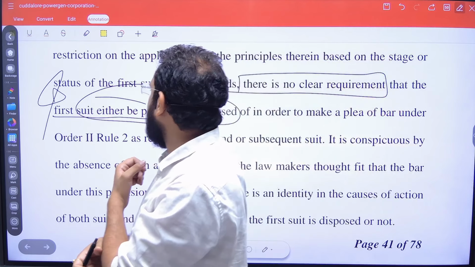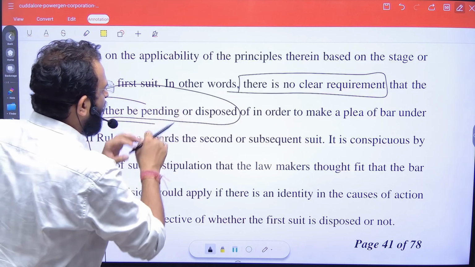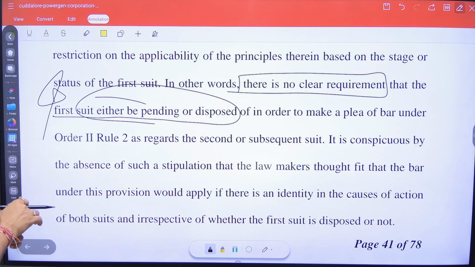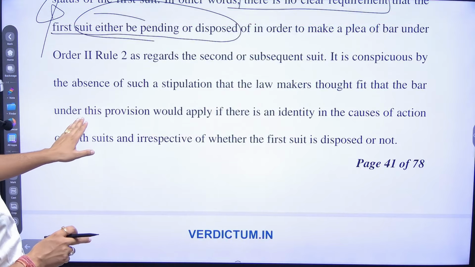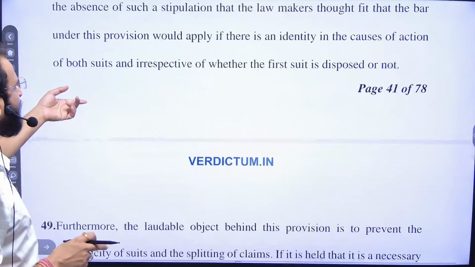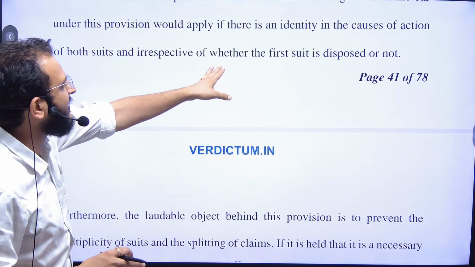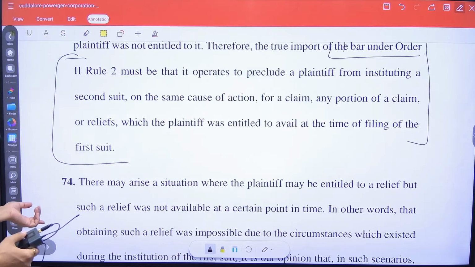What it is saying, in other words, there is no clear requirement that the first suit is pending or disposed of in order to make a plea of bar of Order 2 Rule 2 as regards the second or subsequent suit. It is conspicuous by the absence of such stipulation that the lawmakers thought fit that the bar under this provision would apply even if there is an identity in the cause of action in both the suits, irrespective of whether the first suit is disposed of or not. Very, very important point.